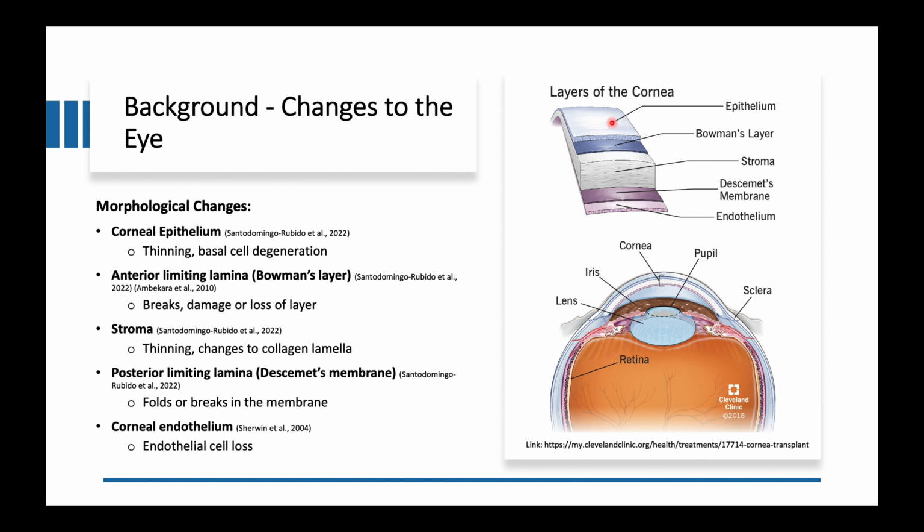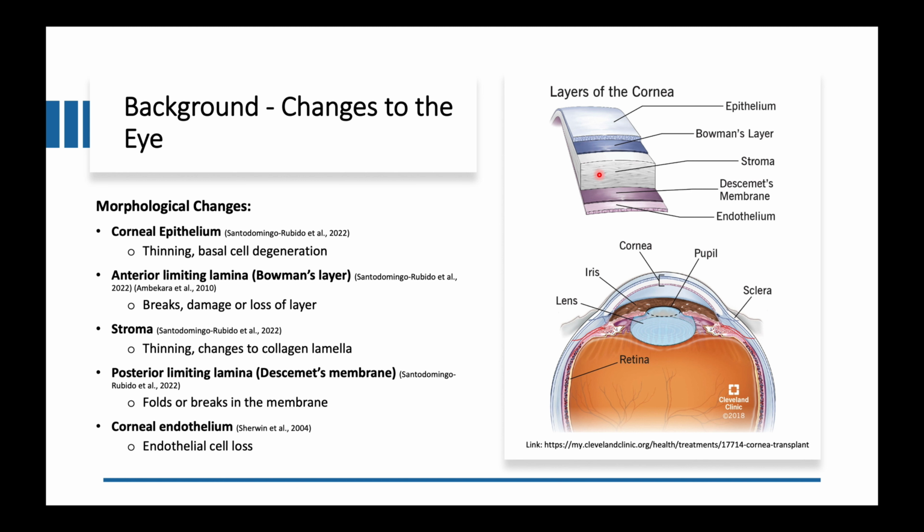The corneal epithelium becomes thinned and experiences a loss of basal cells, which are cells that can regenerate and play a role in repairing damaged tissues. Therefore, this is an extremely damaging effect. The anterior limiting lamina or Bowman's layer, which helps to strengthen the cornea, experiences breaking due to weak collagen fibers, or in severe cases, a complete loss of this layer can also occur.